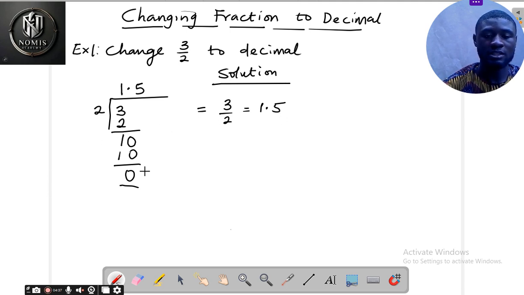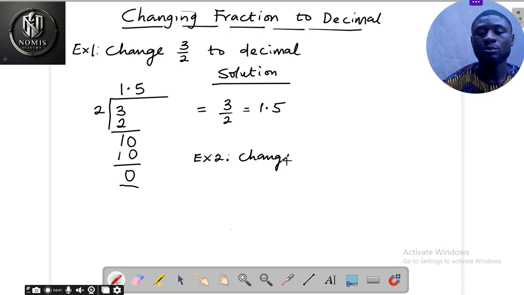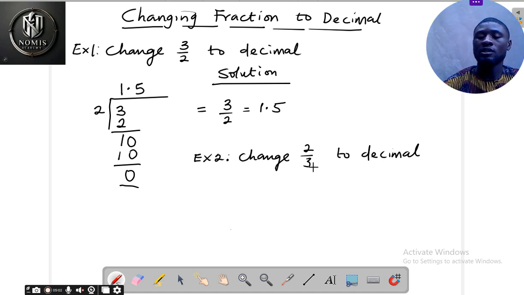Let's take another example. Example number 2. Example number 2 says change 2/3 to decimal. Now the first case was 3/2, and now the second case is 2/3. Now, in this case, the fraction that we have is a proper fraction because the numerator is less than the denominator. So let's get into the solution of these two.